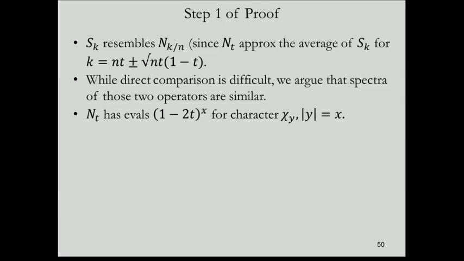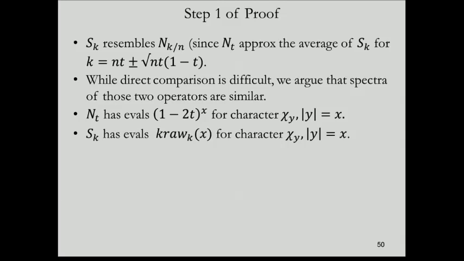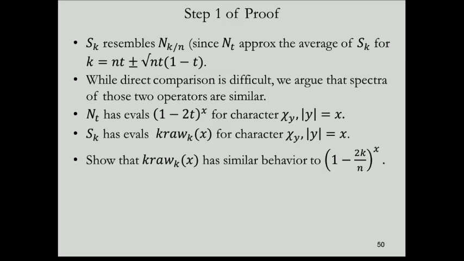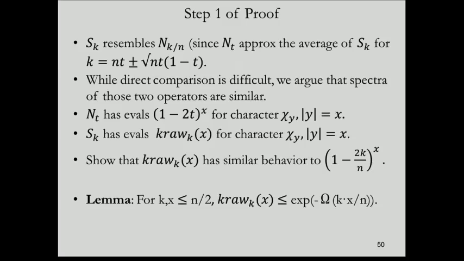If you look at N_t, the eigenvectors are characters with eigenvalue e^(-2tx) for a character of size x. And S_k is known to have eigenvalues called Krawtchouk polynomials, which for a character of length x we denote K_k(x). What we managed to show is that the behavior of these eigenvalues is similar to 1 minus 2k over n times x, which gives what we want. In fact, that's our main lemma in step 1 of the proof, that Krawtchouk polynomials are bounded by this.